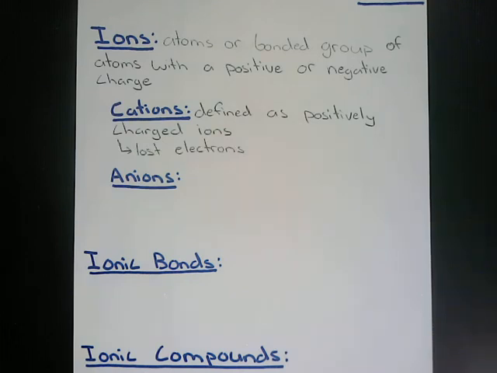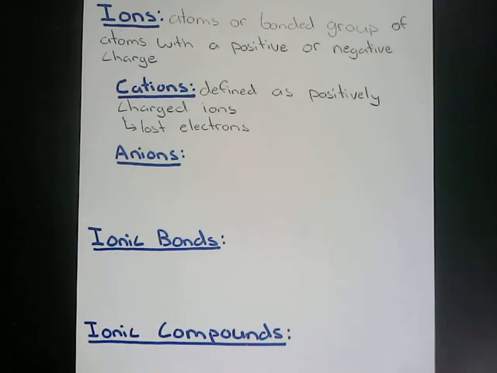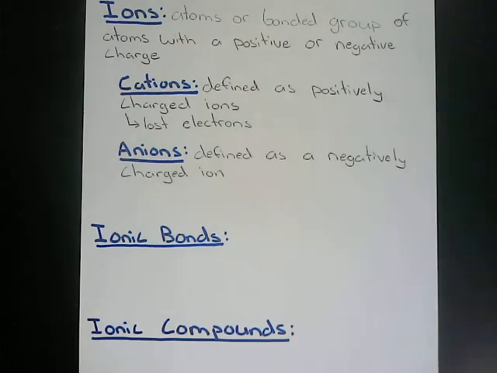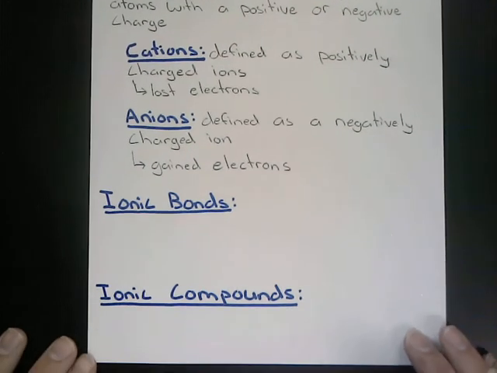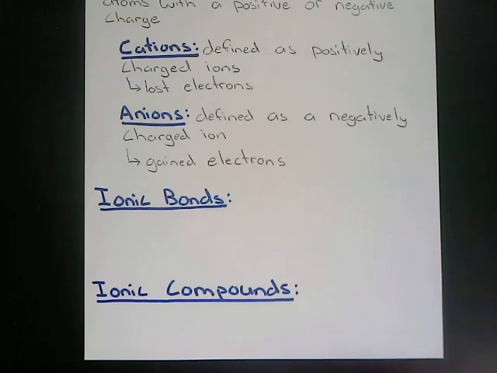The other type of ion is an anion. An anion is defined as a negatively charged ion, and it became negatively charged because it gained an electron or electrons. With those things in mind, we can get into the definition of an ionic bond. An ionic bond is defined as an electrostatic force that holds oppositely charged particles together in an ionic compound.